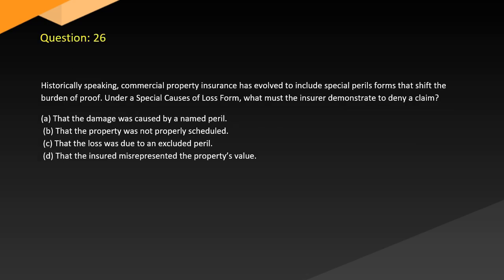Question 26. Historically speaking, commercial property insurance has evolved to include special perils forms that shift the burden of proof. Under a special causes of loss form, what must the insurer demonstrate to deny a claim? A. That the damage was caused by a named peril. B. That the property was not properly scheduled. C. That the loss was due to an excluded peril. D. That the insured misrepresented the property's value.